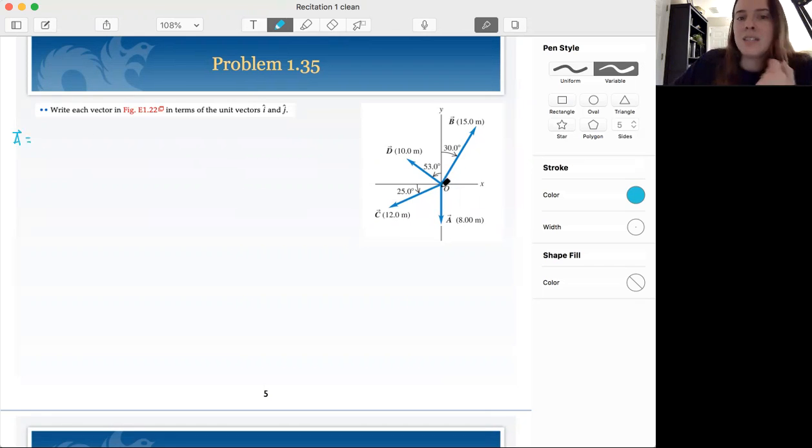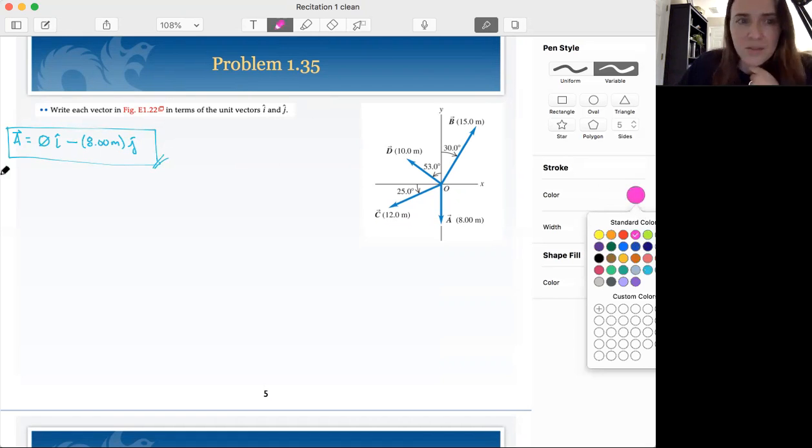So A is straight down, so there is no x component. There's no I hat. It's straight down, so that's a negative 8.00 meters in the y or j hat direction. Vectors that align with your axes are the best because they're really easy.